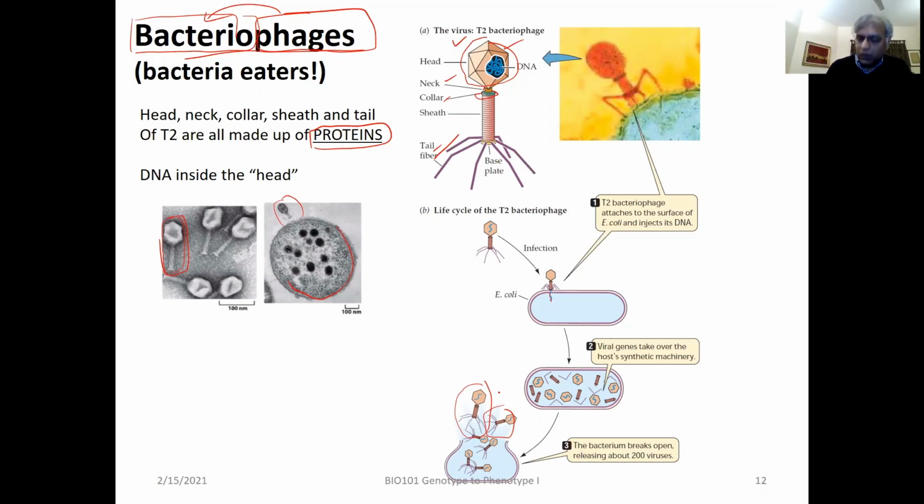Now the question was, Hershey and Chase asked, whether the proteins or the DNA within the bacteriophage, which one of the two, is the hereditary molecule? A simple system they used.